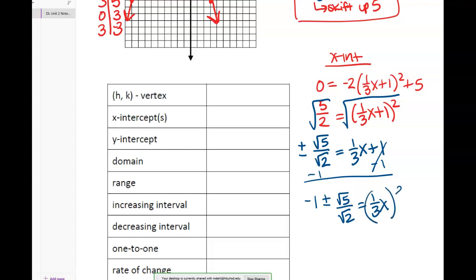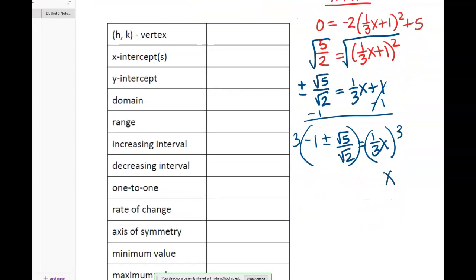And then we're going to times everything by 3. Please be careful when you times everything by 3. This 3 on this side needs to distribute to both of these terms. Okay?